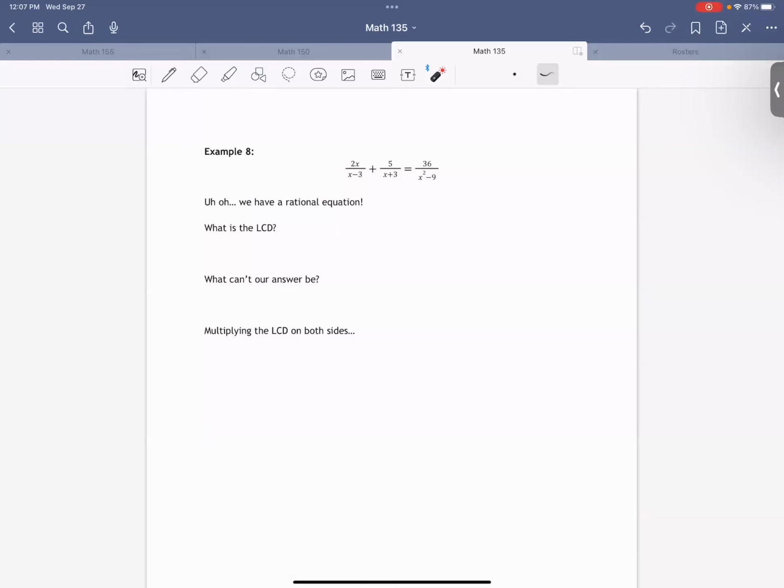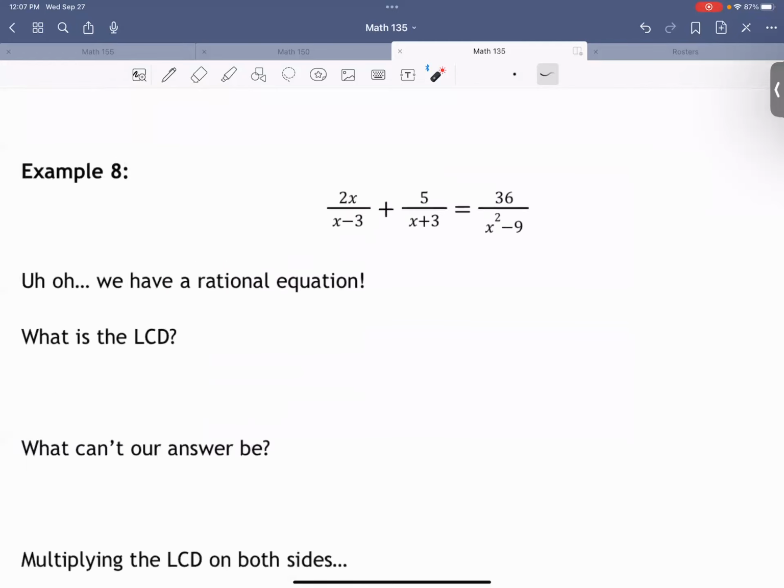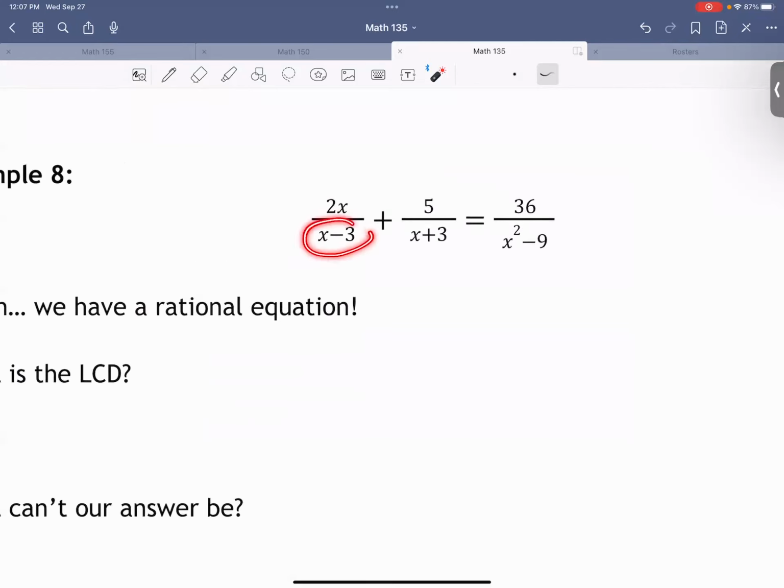No, that was last week, right? This is an example of a rational equation because there's x in the denominator, right? Now, rational equations don't have to just turn into linear expressions, they can turn into quadratics as well. So why don't we just do an example of this and see what happens?